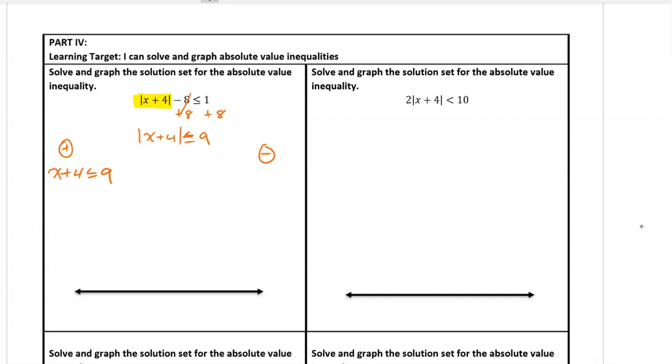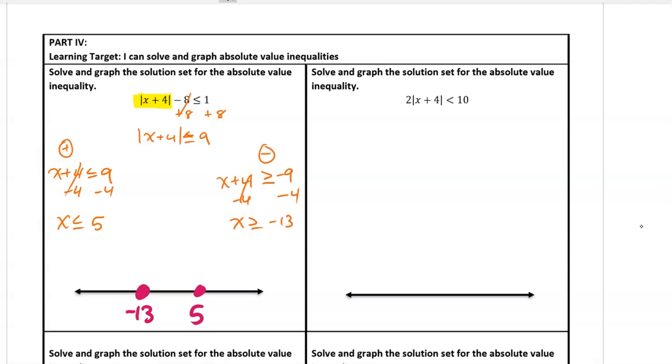Now, when we work with inequalities, not only does the 9 become negative, the inequality flips. So it was less than or equal to, and now it is greater than or equal to. Moving into solving, we subtract the 4 from both sides. Our two solutions are negative 13 and 5. So let's go ahead and put those on the number line.